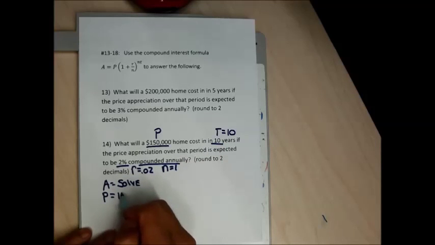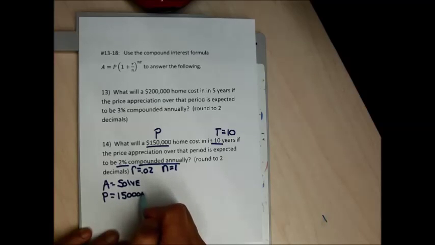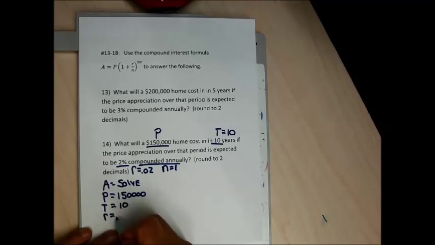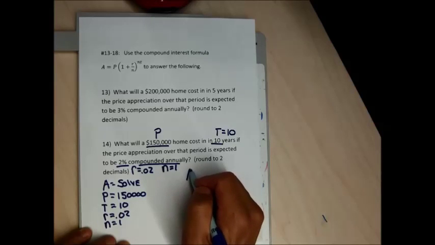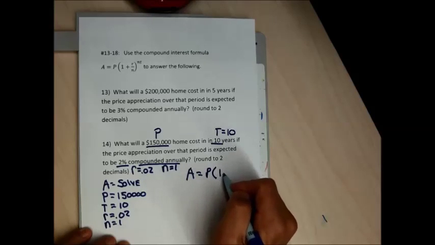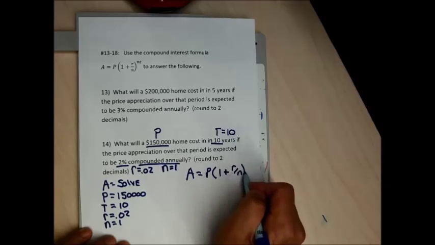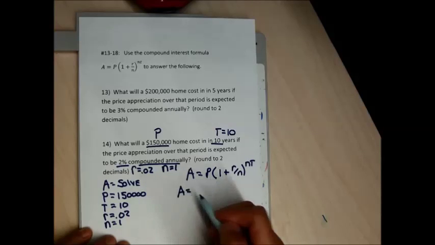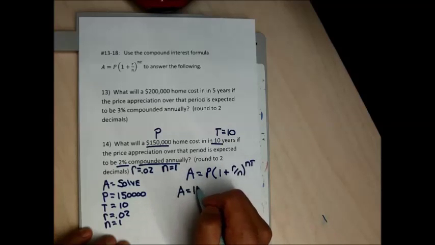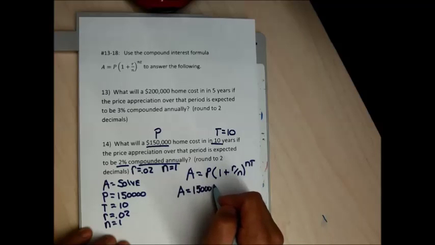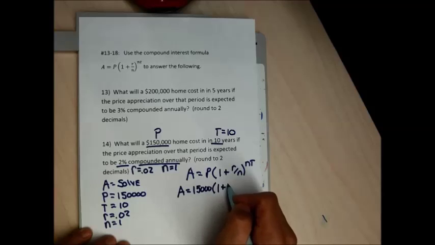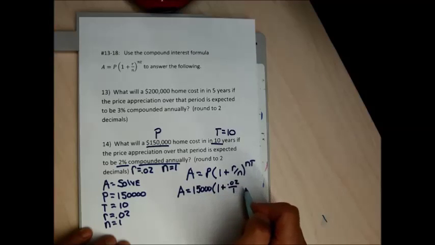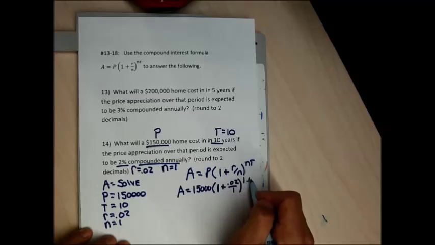In for P, I'm going to plug 150,000. In for T, I'm going to plug in 10. In for R, I'm going to plug 0.02. And in for N, I'm going to plug 1. I'm going to pull down that formula: A equals P times (1 plus R over N) to the NT power. It's really nice that I'm solving for A, which means I can go straight into my calculator. So I get A equals 150,000 times (1 plus 0.02 over 1) to the 1 times 10 power.